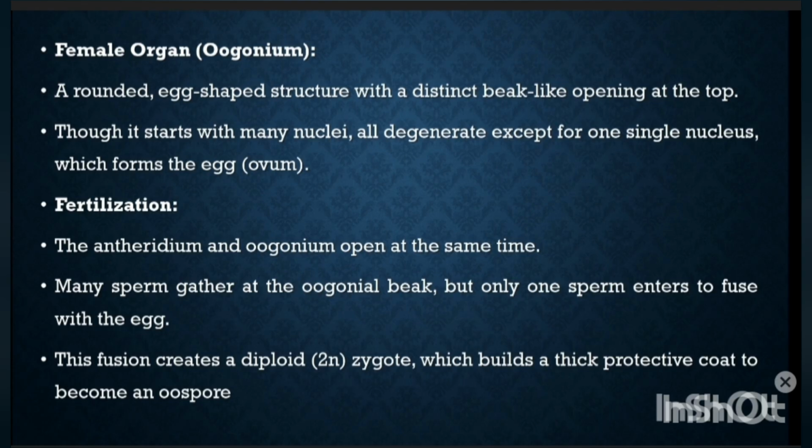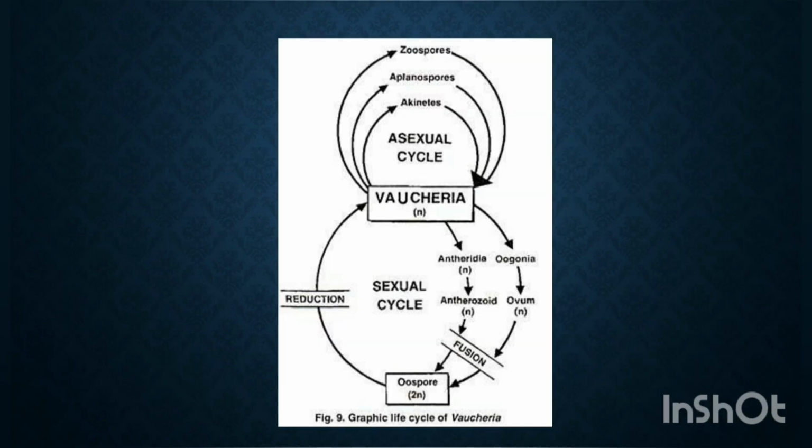Then after some time, during germination it undergoes meiosis, that means reductional division, because the oospore is diploid in nature. After meiosis it forms many haploid cells. Those haploid cells undergo germination to form a new Vaucheria filament or thallus. So in this way the whole life cycle of Vaucheria completes.